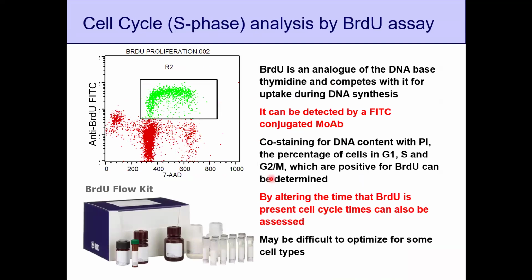Now comes BrdU assay. That is also there to check the cell cycle. It's the best example for your S phase. It's one of the good assays to check your cell proliferation and cell cycle analysis. It's good for your S phase basically.